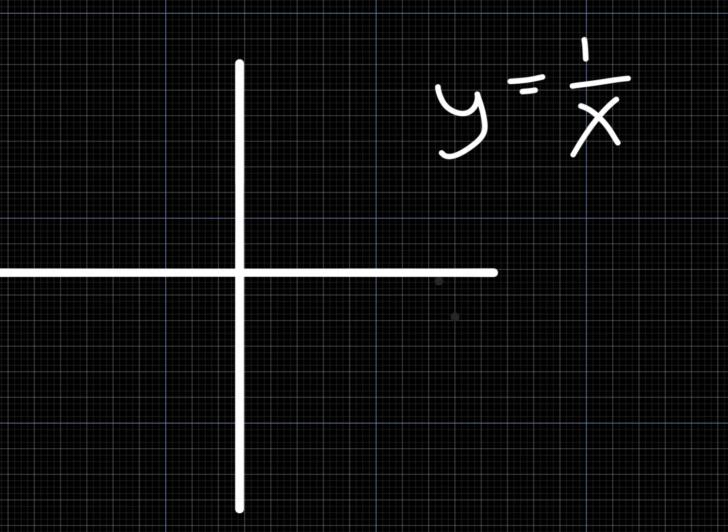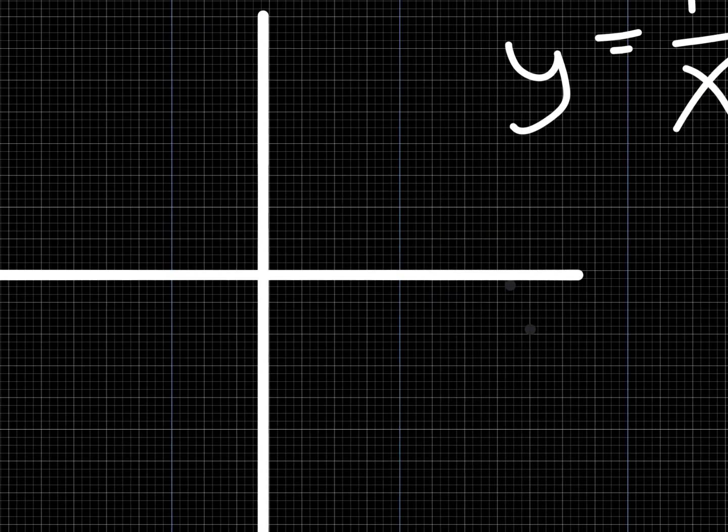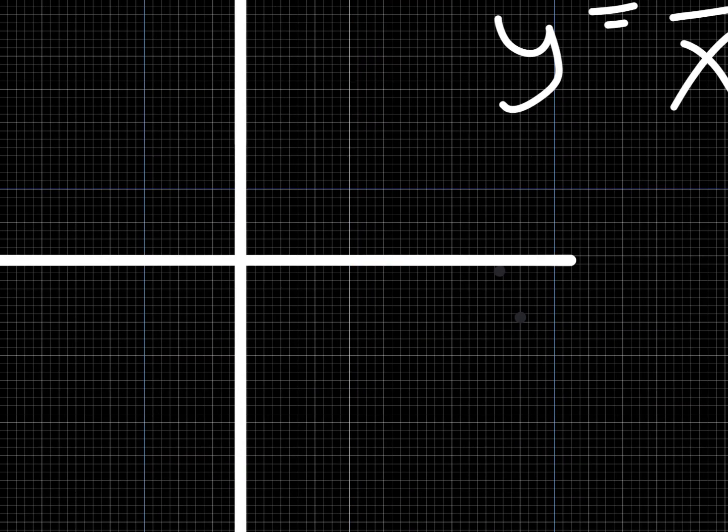So for today, if I had you graph this, I looked at a lot of papers and I saw people kind of go like this. And that's kind of the right idea. But it has to go through two key points. Those two key points are (1, 1) and (-1, -1). It has to go through those.